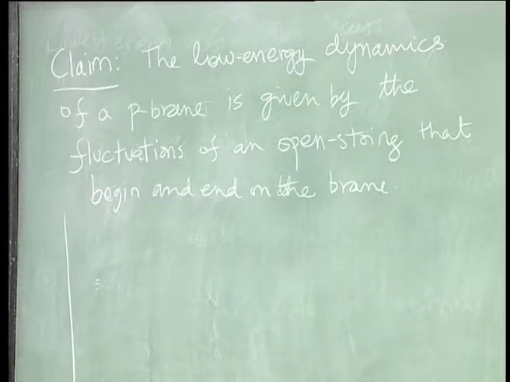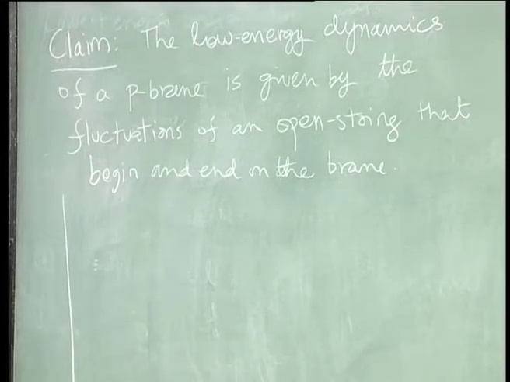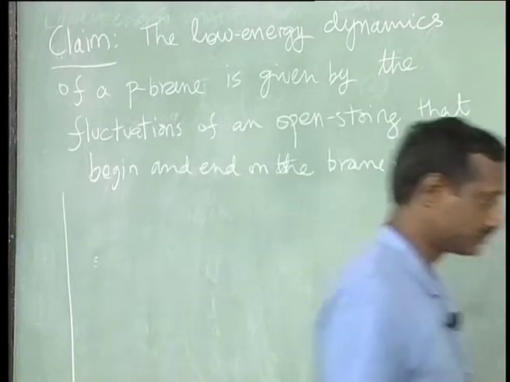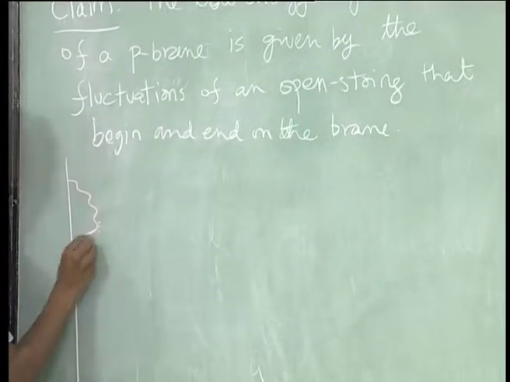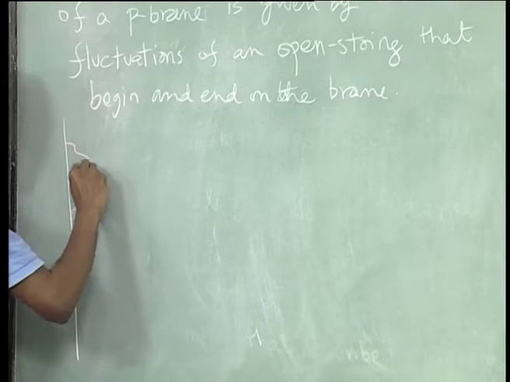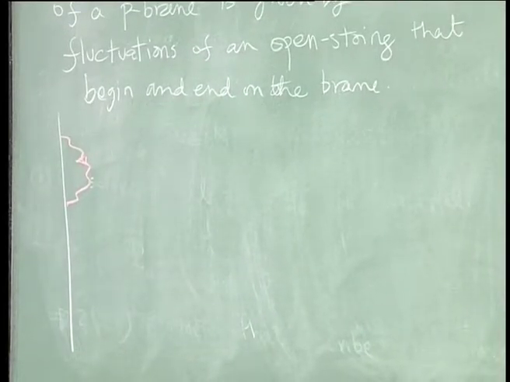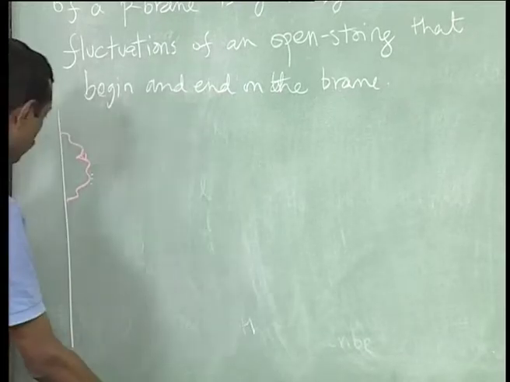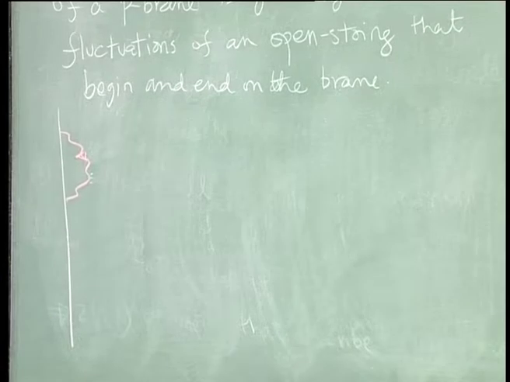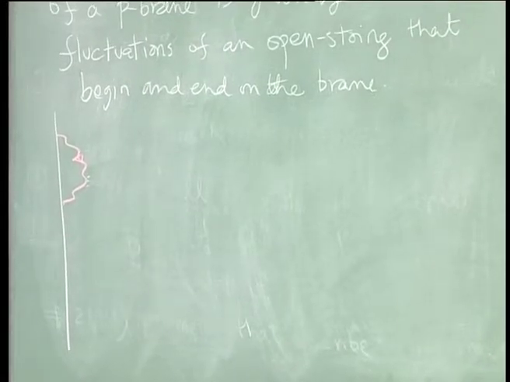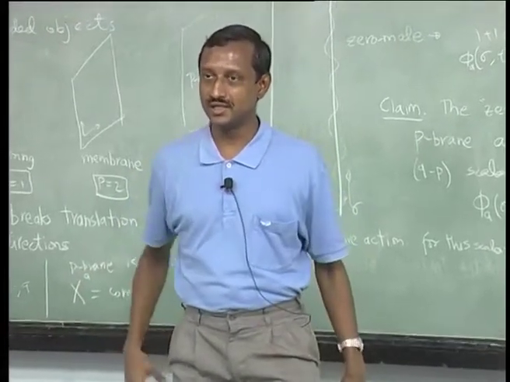So let me draw the string again, and now I will use a different color. It is something like this, and let us assume it is some directed object. So this statement implies you should go ahead and quantize a free string. It is very easy to quantize, it is not very hard.